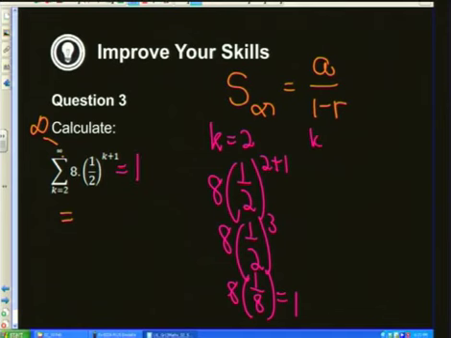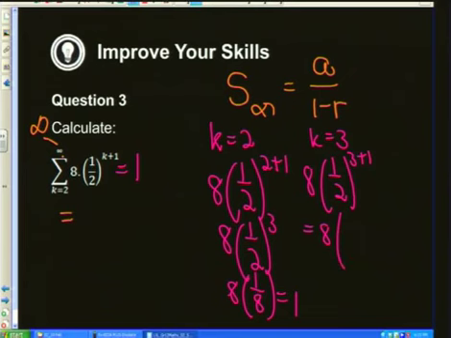Now, if k is equal to 3, I've now got 8 times a half to the 3 plus 1, which means I've got 8 times a half to the power 4. Half to the power 4 is 1/16. And if I tidy that up, I'm going to get a half. So my next term is a half.